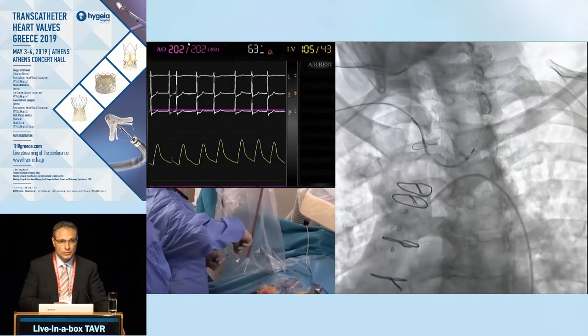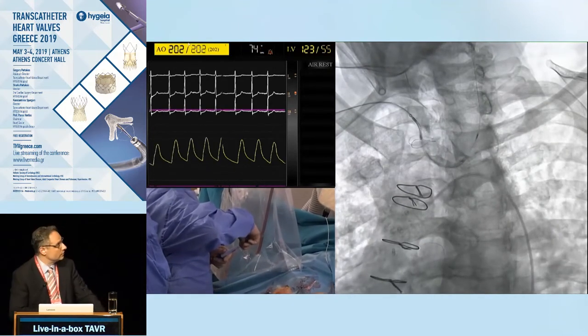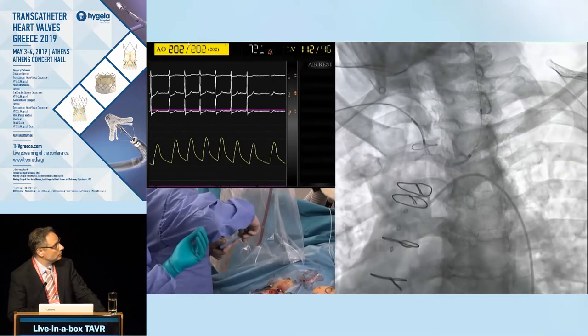the Sentinel device into the left common carotid artery, deploying and stabilizing the distal filter approximately 2 centimeters distal to the ostium, as you can see here.